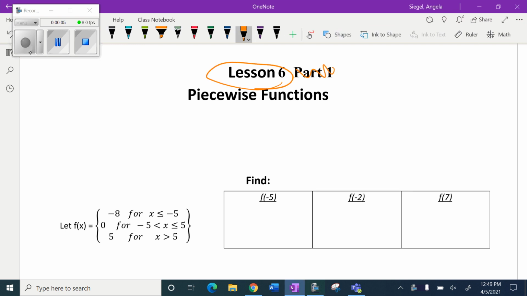We're just going to do one part total. Usually this is broken up into 2 parts, but we're just going to focus on one lesson. So piecewise functions, you guys should have had this before. If you have a graph that maybe looks like this, that is possibly a piecewise function.